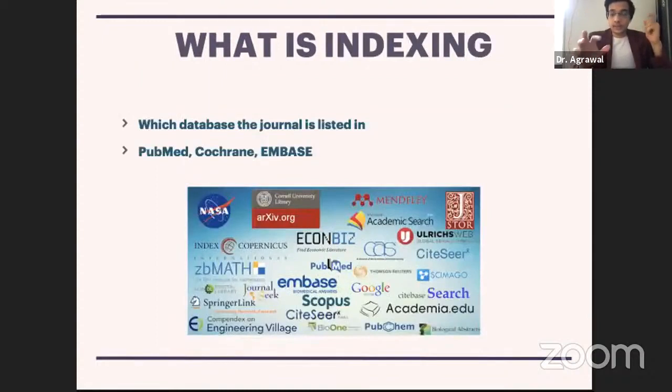So as you can see in this image, there are a multitude of indexing websites available. In the biomedical field, the most lucrative or the most sought after is PubMed. So try to make sure that the articles you submit are at least in the PubMed indexed journals, so that you can be easily cited, people can find your work, and you can grow from there.